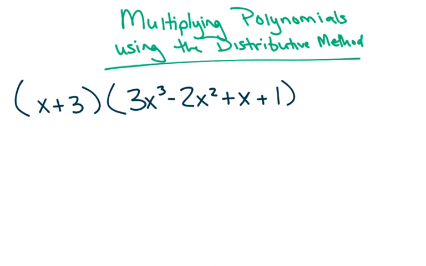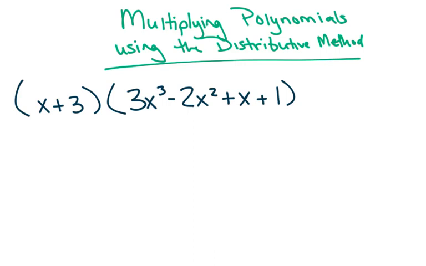Personally, I recommend the table method, which you can find a video here on the channel on how to use that, unless you're multiplying just two binomials, and then I will use the FOIL method for doing that. So looking at my example, I've got x plus 3, which is going to be multiplied by 3x cubed minus 2x squared plus x plus 1.